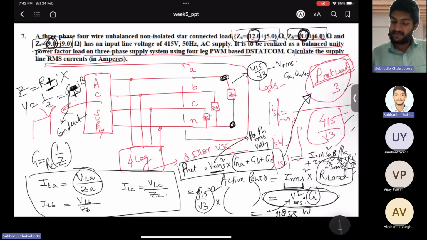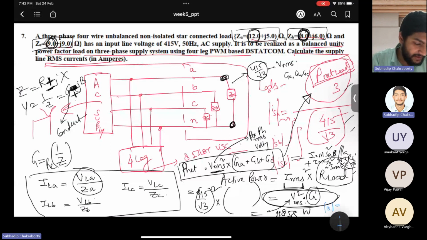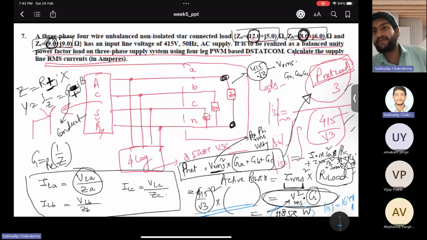So IS balanced, this will be amplitude wise same for all the three phases, and its value will come out to be around 16.49. So this you determine, and you will get up to this 11858 watts. Just calculate and let me know if you have some doubts in the calculation. Moving on to the next problem.